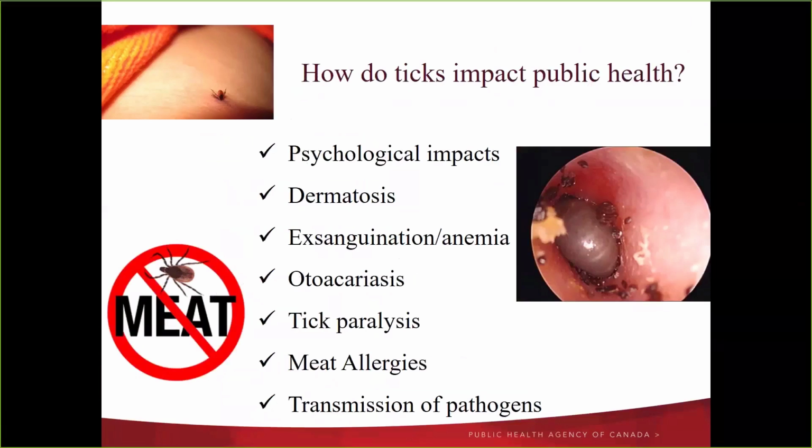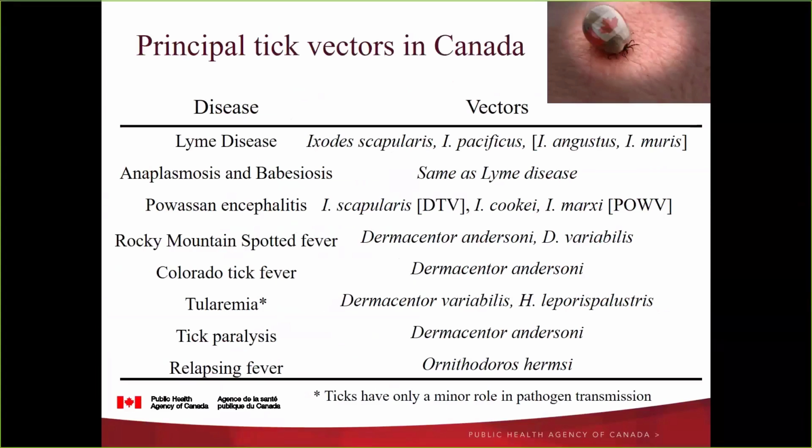Now, for this particular crowd, I don't have to tell you why ticks are important. Starting with the yuck factor, they cause psychological impacts, and a number of disorders are associated with tick bites. The most important one from our perspective is, of course, the transmission of pathogens. Although you see a laundry list of diseases transmitted by ticks in Canada, the only ones that are really emerging, expanding their range and increasing in frequency are the ones transmitted by the black-legged tick, Ixodes scapularis.